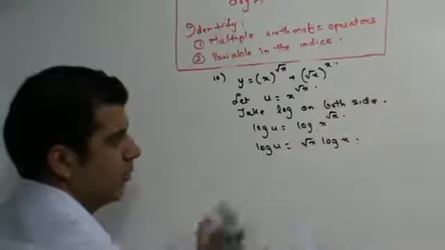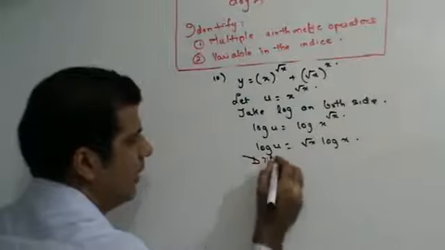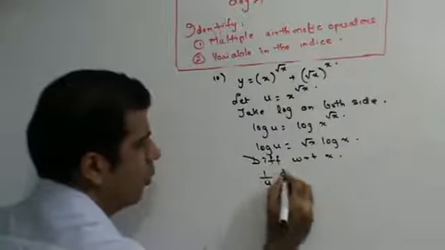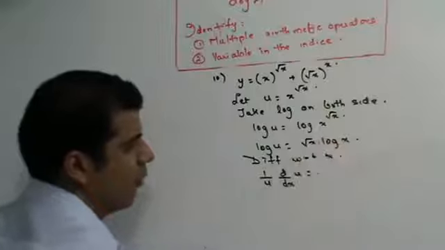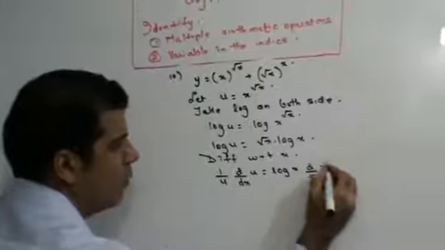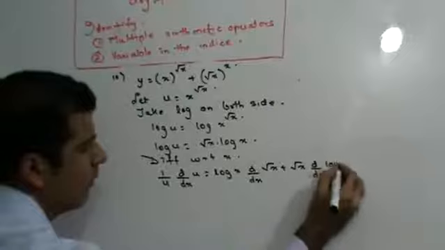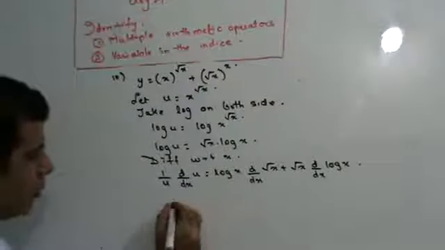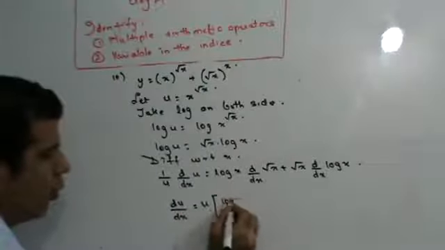Whatever the number in the index is comes before the log. Differentiate with respect to x. So this will become 1 upon u d by dx of u. Here you will be using the uv formula. So v derivative of u plus u derivative of v. Right? Take u on the other side, so you will get du by dx is equal to u log x.